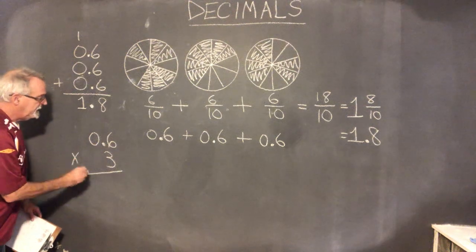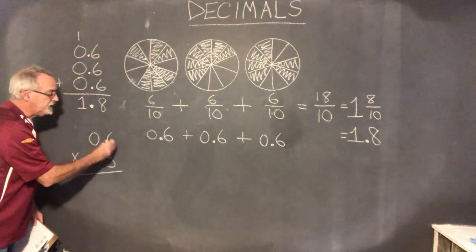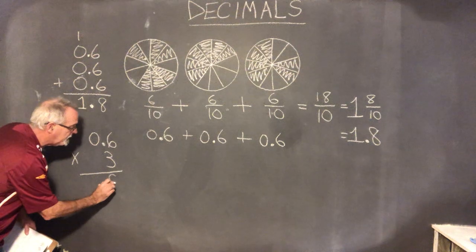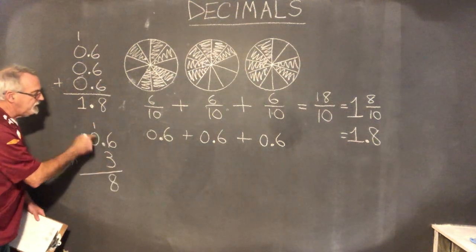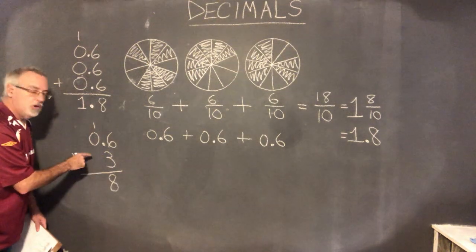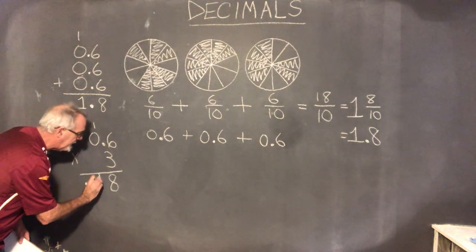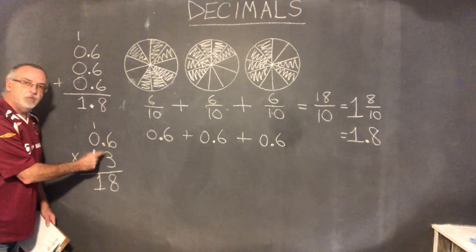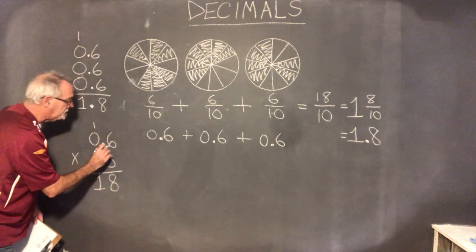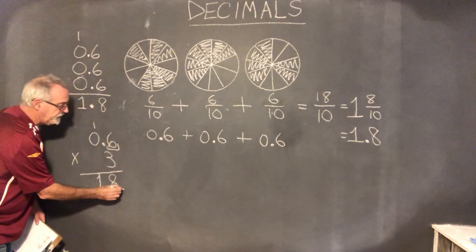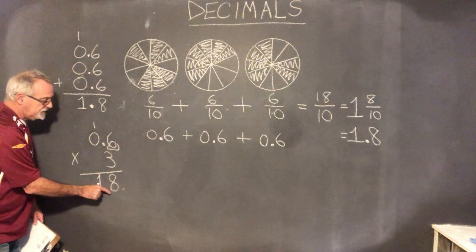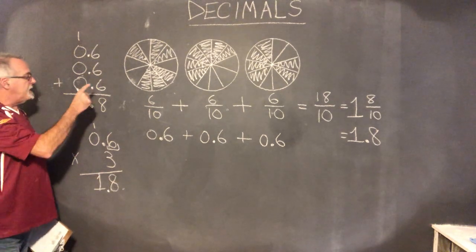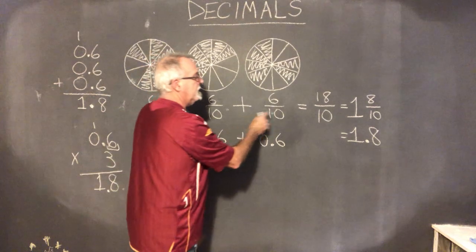I just line up the numbers so that the last digit in each number is lined up. So the 3 lines up with the 6, and then we're multiplying. 3 times 6 is 18. So we put in an 8, and then we carry the 1, but 3 times 0 is 0, plus the 1 I carried is 1. So I write 18, and then I count how many digits are to the right of the decimal point in total for both of the numbers I multiplied. And there's just 1, this one. So from here, I move one spot to the left, and that's where my decimal goes. And I get 1.8 pizzas, which is the same answer I got from adding the decimals and from adding the fractions.